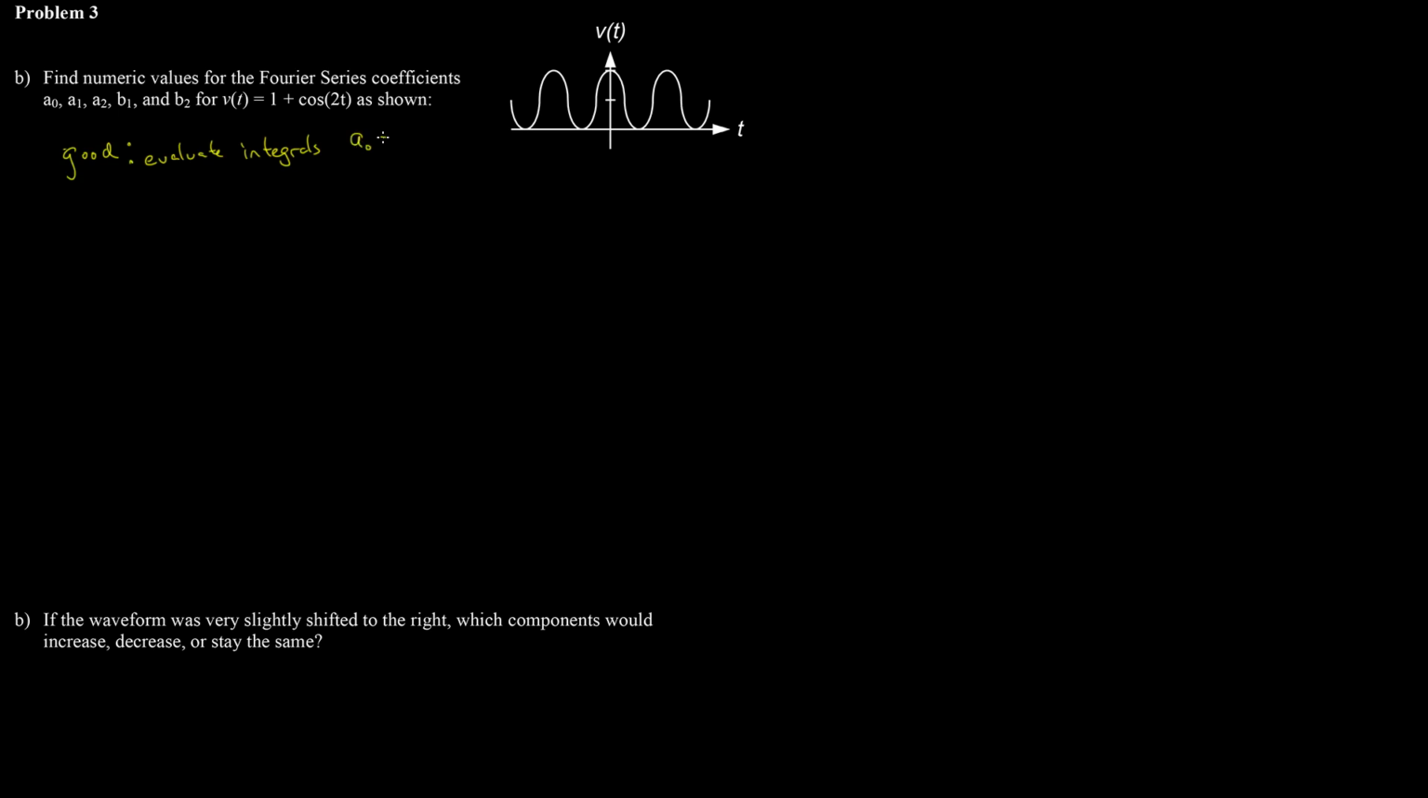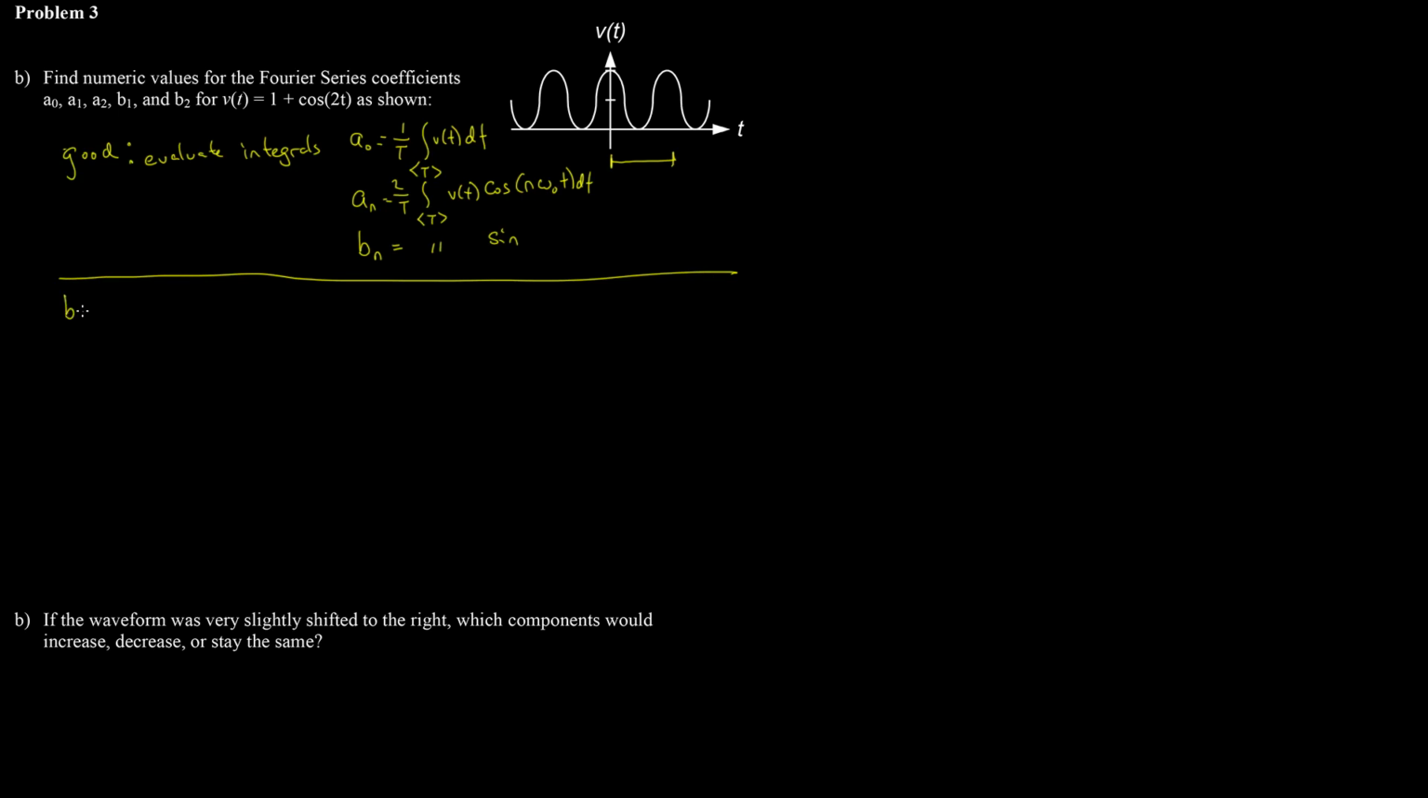So a naught is equal to 1 over T times the integral over any time period of v of t dt. So you'd have to choose one time period. I'd probably choose this one right here. Similarly, your a sub n is equal to 2 over T times the integral over any time period of v of t times cosine of n omega naught t dt, and you could figure out your b sub n's the same way, except it'd be multiplied by sine.